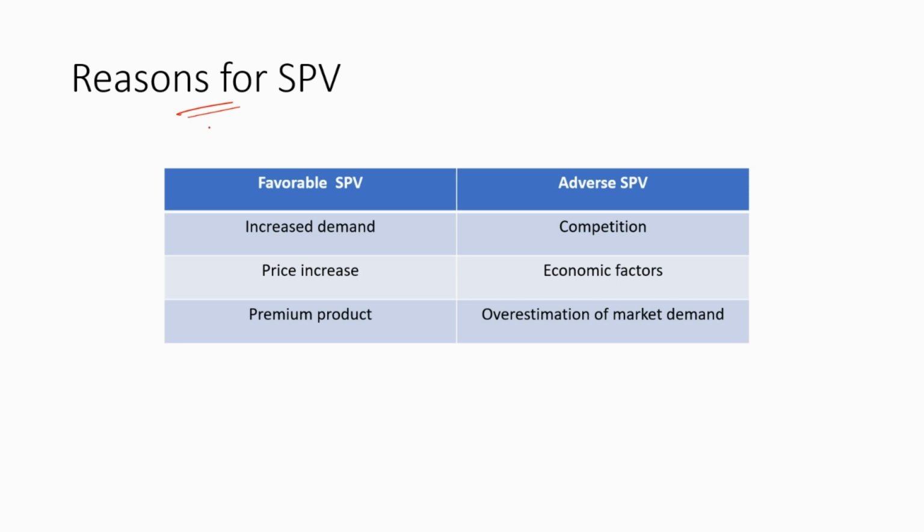Here are the potential reasons for sales price variance. For favorable sales price variance: increased demand, price increase or premium product. For adverse variances: competition, economic factors or overestimation of market demand.